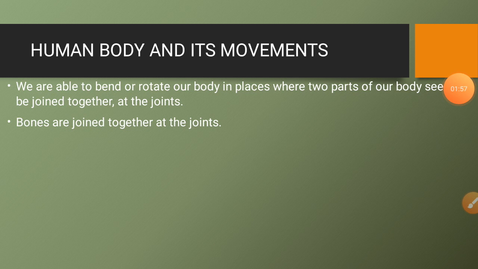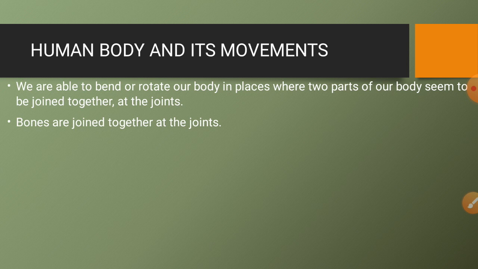Our next topic is the human body and its movement. Students, we are able to bend or rotate our body in places where two parts of the body seem to be joined together, like the elbow, shoulder, or neck. These places are called joints.